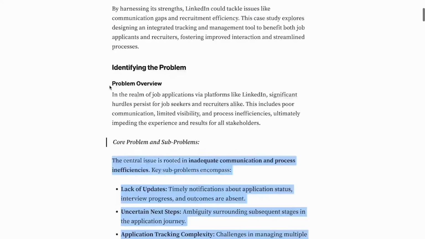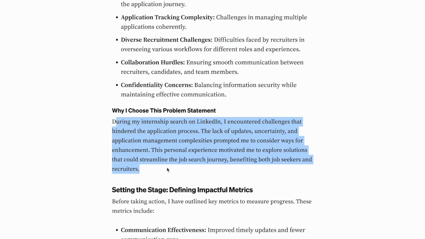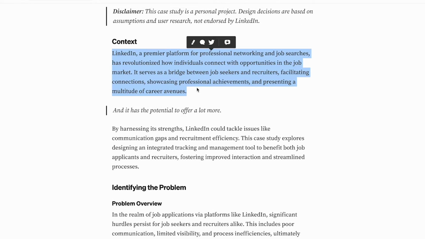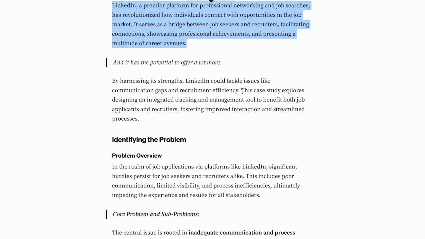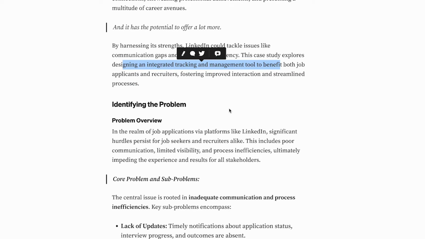So you start off with basically saying that, when you are doing your internship search on LinkedIn, you faced all these problems. And then you talked about LinkedIn, which is the product. And then you say things like the case study explores designing an integrated tracking solution. And then you get into the problems, right? So here itself, the story is a little broken. The order of things are not correct.